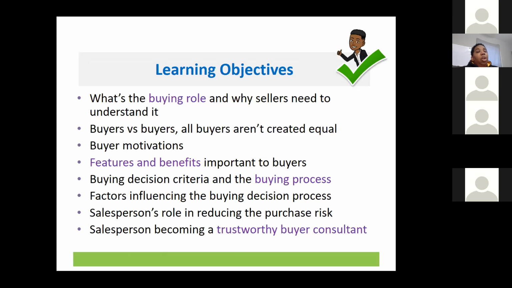All right. Some learning objectives. We're going to talk about what exactly is the buying role, how and why sellers need to understand it. All buyers are not created equal, what types of buyers there are, what are their buying motivations, all right? So why should people buy? What circumstances lead to them buying? What are the decision criteria and how do they come up with that? Features and benefits that are important to buyers, what their process looks like, how we understand those, factors influencing the buying process, and then how salespeople can reduce risk and increase trust.